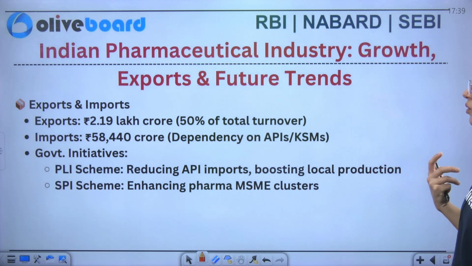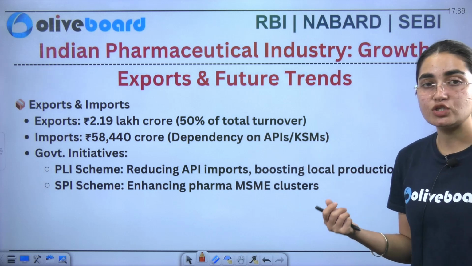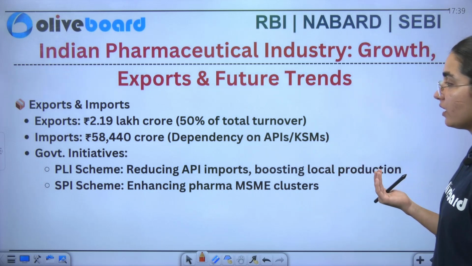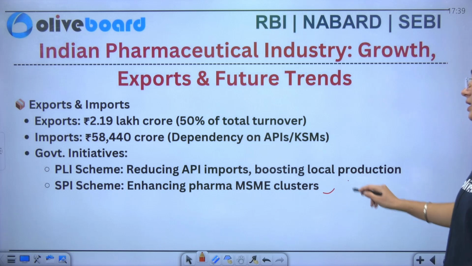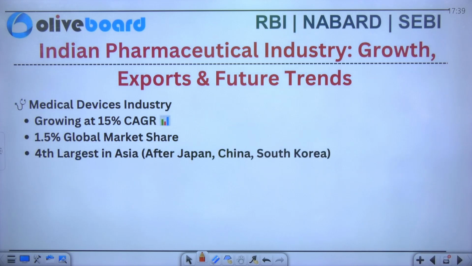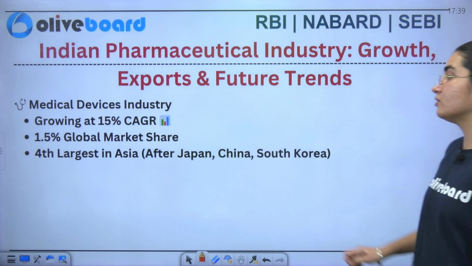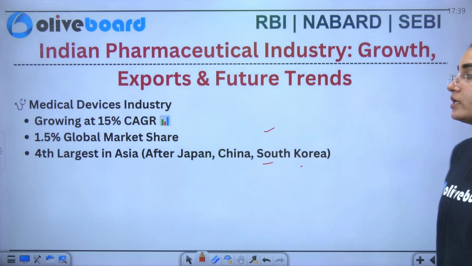Now we can see that we are highly dependent on the APIs as well as KSMs. Now we need to see what government initiatives are bringing improvement here. So again, the PLI scheme is bringing improvement here, and we are specifically enhancing pharma in the MSME clusters as well. Now here we have the medical devices industry, which is growing at 15% CAGR, with 1.5% of global market share, and we are the fourth largest in Asia.